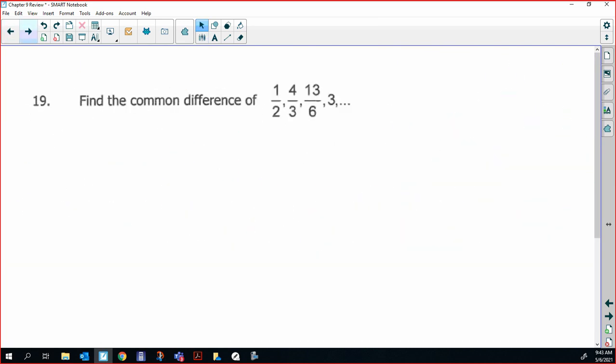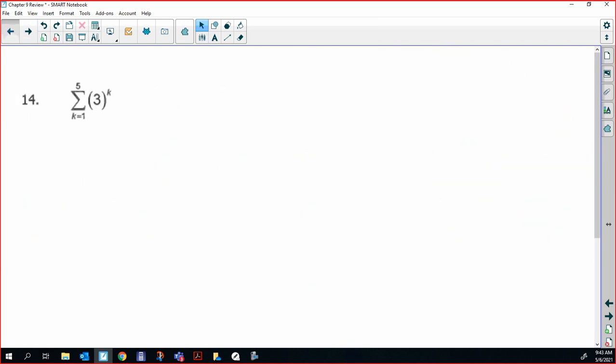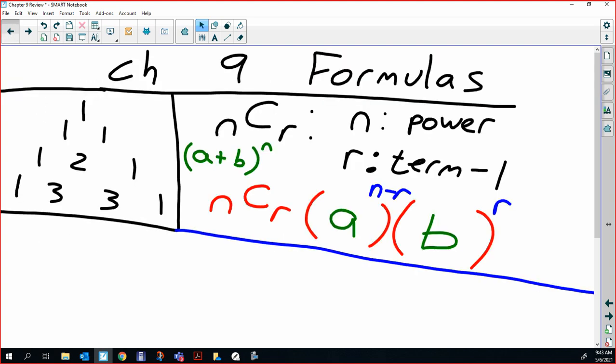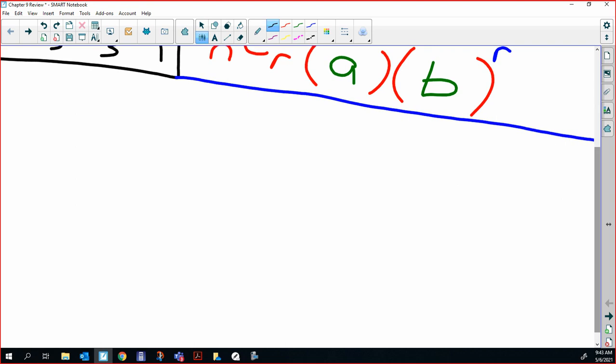All right, let's see what's next. The rest of this is from yesterday and the day before. So we have two other parts to this chapter: arithmetic sequences and geometric sequences and series. Did I mention arithmetic? Arithmetic was Tuesday this week, and geometric was Wednesday this week.